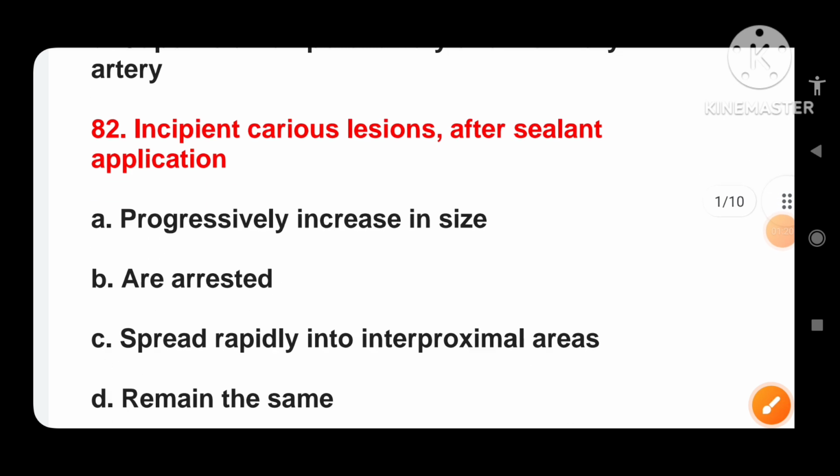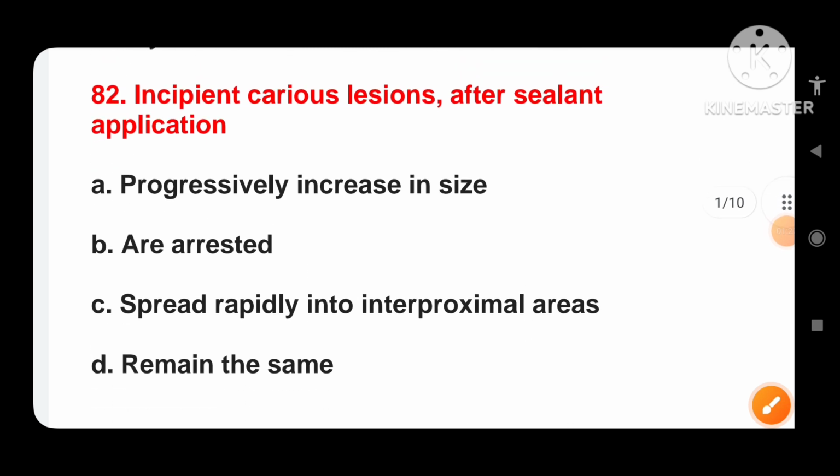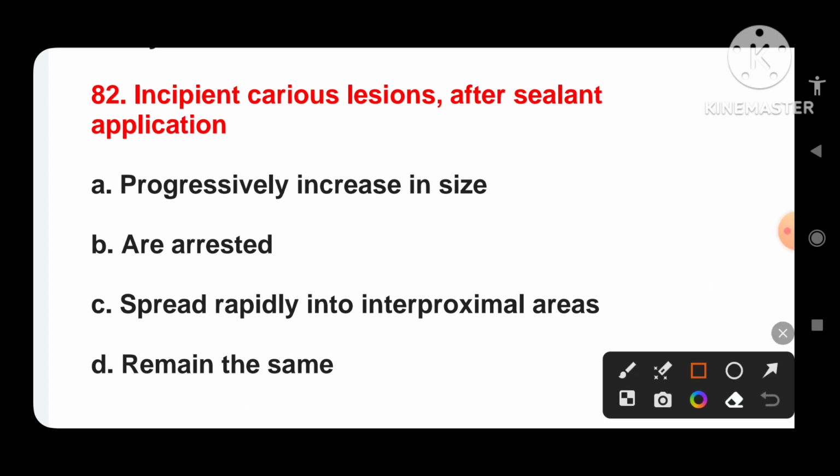Next question is incipient carious lesion after sealant applications. Options are progressively increase in size, are arrested, spread rapidly into interproximal area, or remain the same. So the correct answer would be: incipient carious lesion after sealant application are arrested.